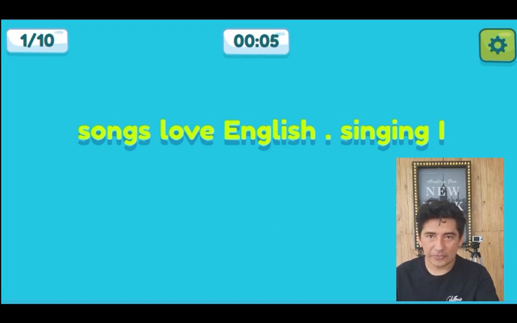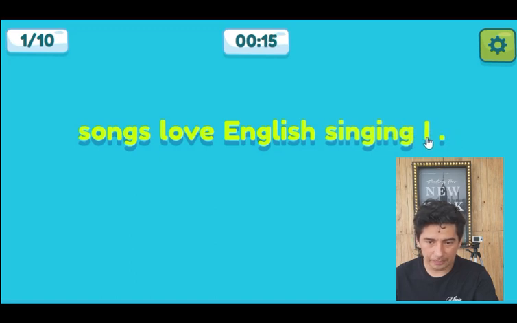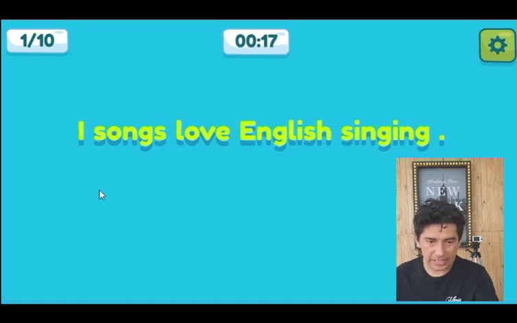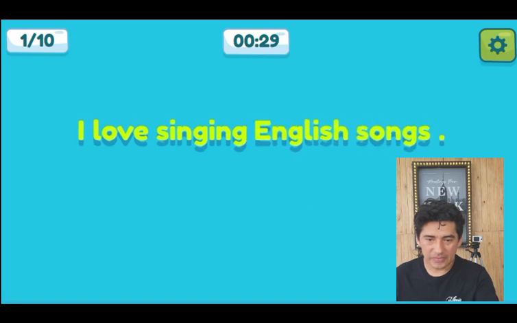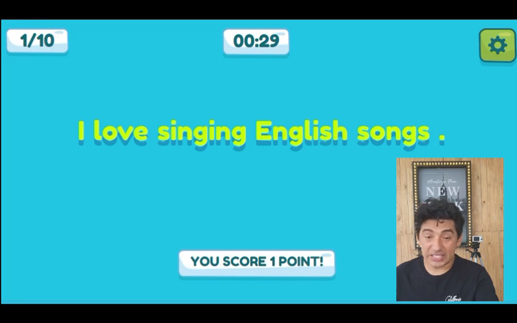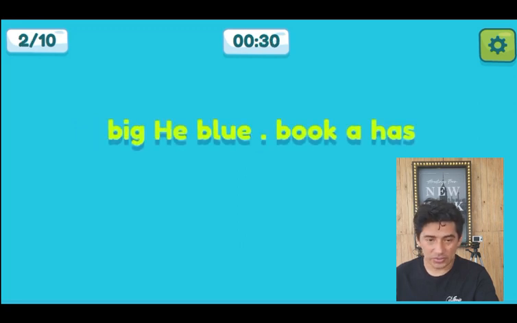Here we have 10 sentences. The first one says, okay, the first that I need to do is put this period at the end. Capital letter. In this case, the verb here is love. I love singing English songs. Okay. Now the second one.